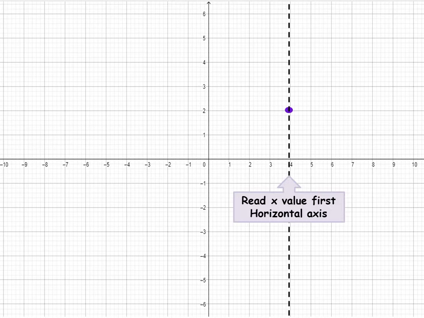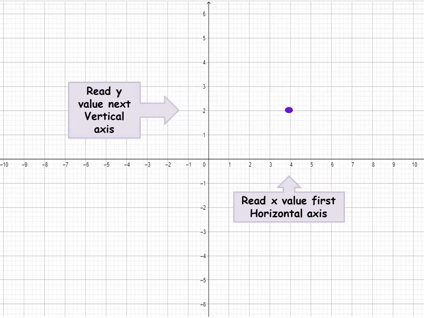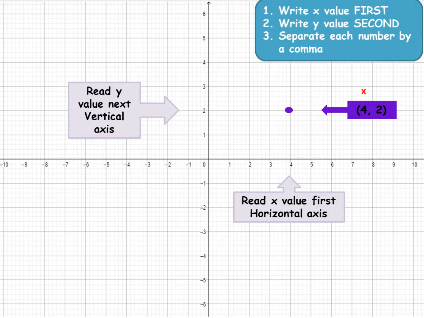Does 4 line up with the dot? Let's move in a straight line and see. Yes, it does. So now we know that the x value is going to be 4. Very good.